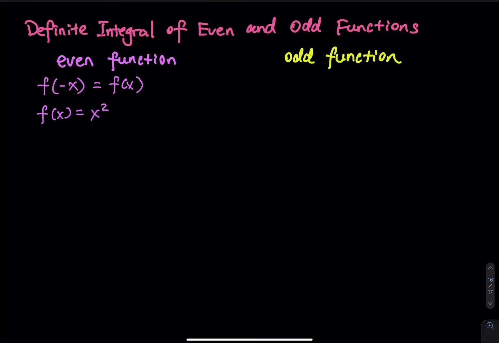If you do the testing, you replace the x with negative x, and on the other side, you replace the x with negative x. After you square that, you will just go back to x squared. So you just proved that f of x is equal to f of negative x, which is equal to x squared.